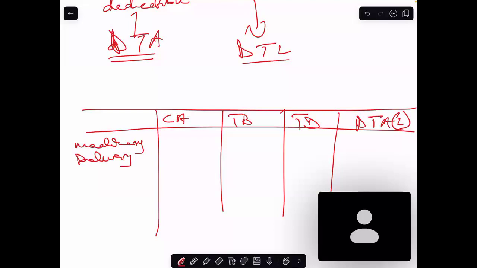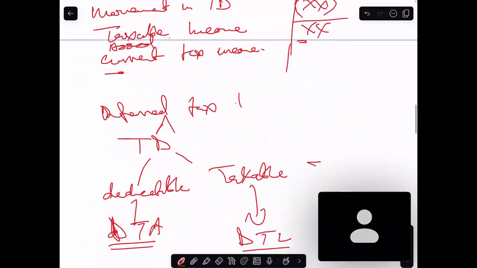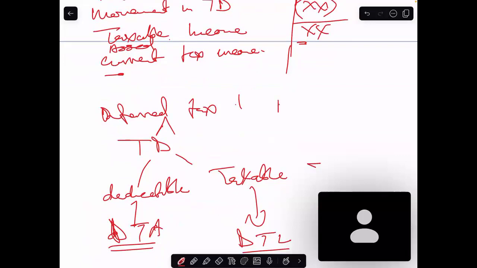Then we have things such as revenue received in advance, or income received in advance. In accounting, remember what you do: if you receive revenue in advance, you debit bank, then create what?